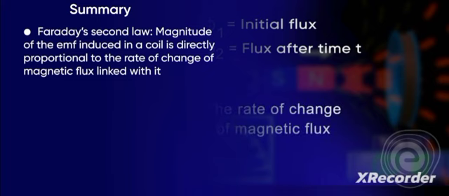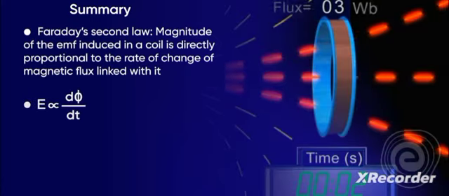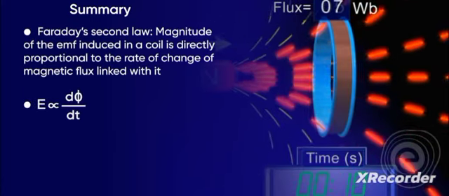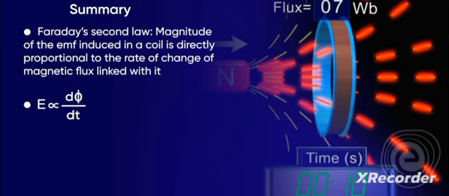Faraday's second law. The magnitude of the EMF induced in a coil is directly proportional to the rate of change of magnetic flux linked with it. Mathematically, E is directly proportional to d phi by dt.